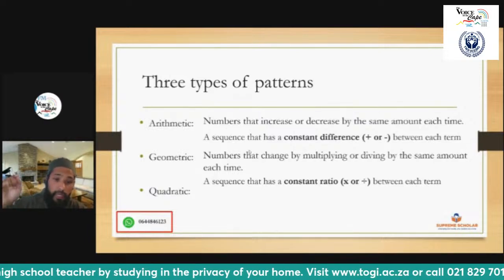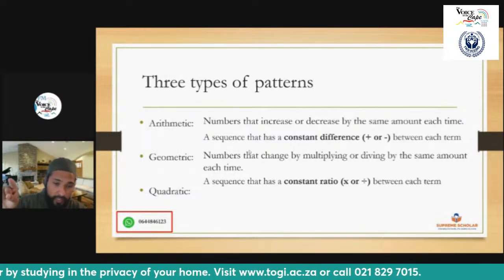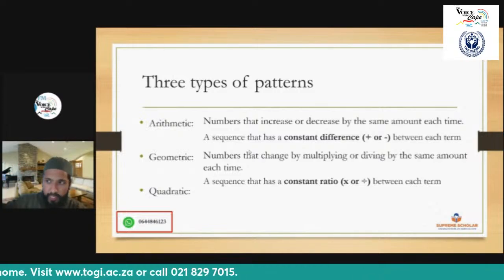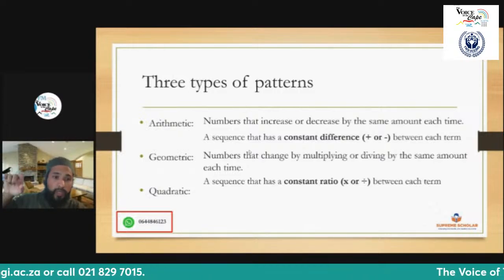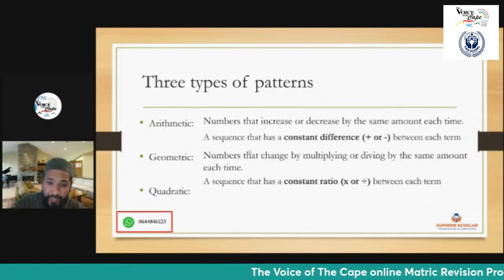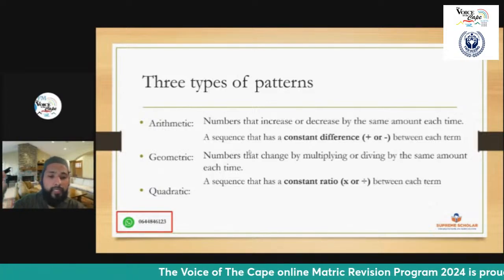I'll repeat. An arithmetic pattern has got a first difference, a constant difference. In other words, if I subtract T1 from T2, I'll get the same number as T3 minus T2. For geometric patterns, if I divide T2 by T1, it will give me the same number as T3 by T2.